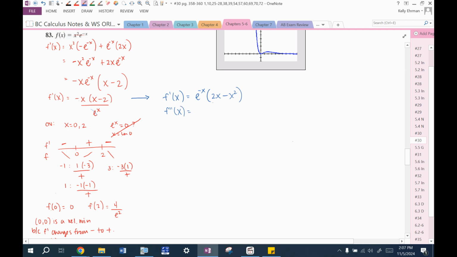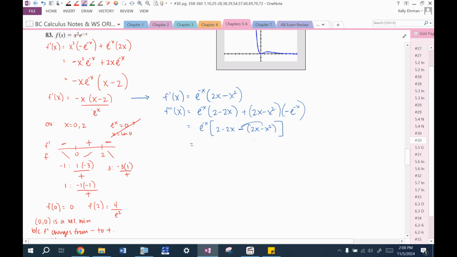All right, so the second derivative is the first times the derivative of the second plus the second times the derivative of the first. Let's clean that up. Actually, I'm just going to factor out a bit. I can take out an e to the negative x. That leaves me with 2 minus 2x minus parentheses 2x minus x squared.